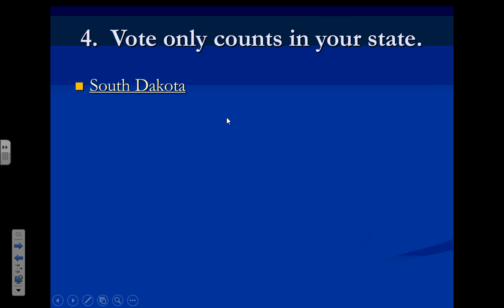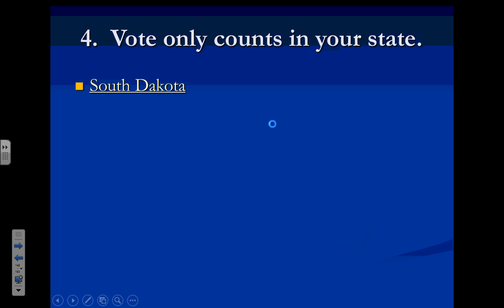Your vote only counts within your state, meaning that if you live in a state that is predominantly one party or the other, you may feel disenfranchised, at least for voting for president. South Dakota is a good example. South Dakota has more registered Republicans than Democrats in the state. So if you're a Democrat in South Dakota, you may feel like you never get a chance to elect a president, that your state is always going to go to the Republican candidate.